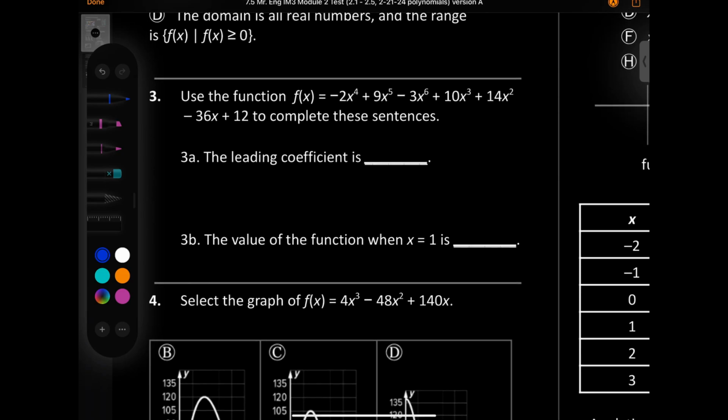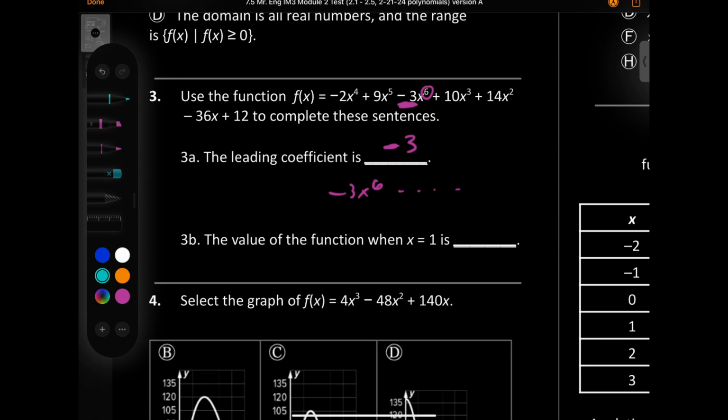Question number 3, use that to answer the questions. The leading coefficient is the one in front. Now the temptation is to think -2, but the answer is incorrect. You have to look for the highest degree. That is the leading coefficient because that should be -3x to the 6, and then everything else falls in line. So leading coefficient is -3.